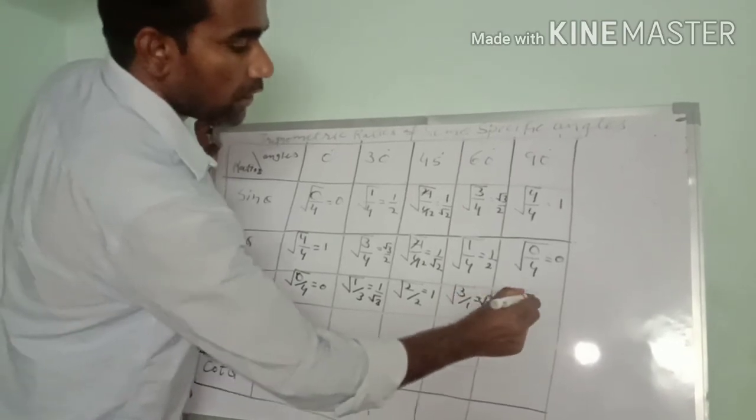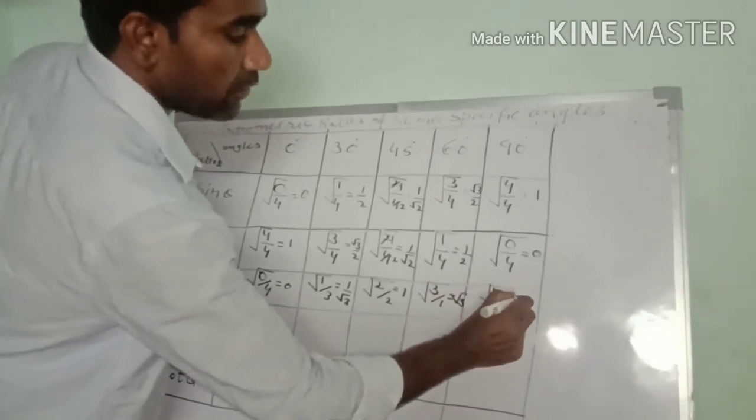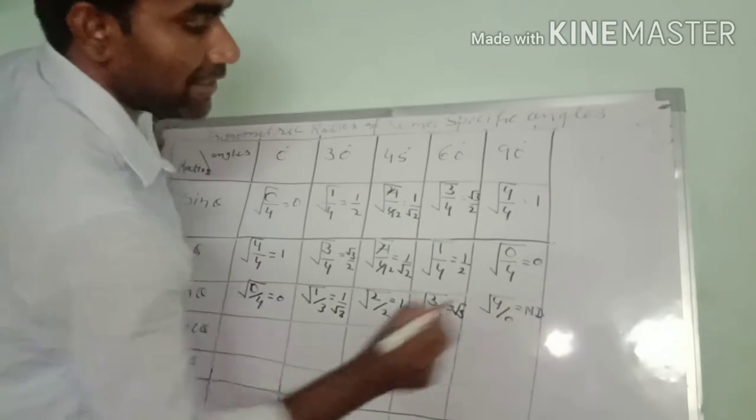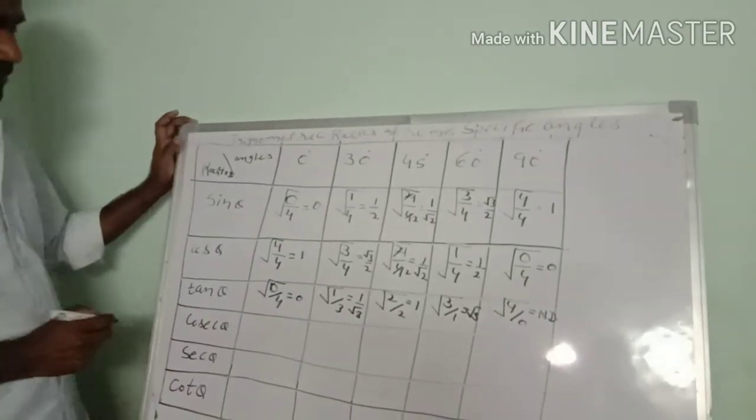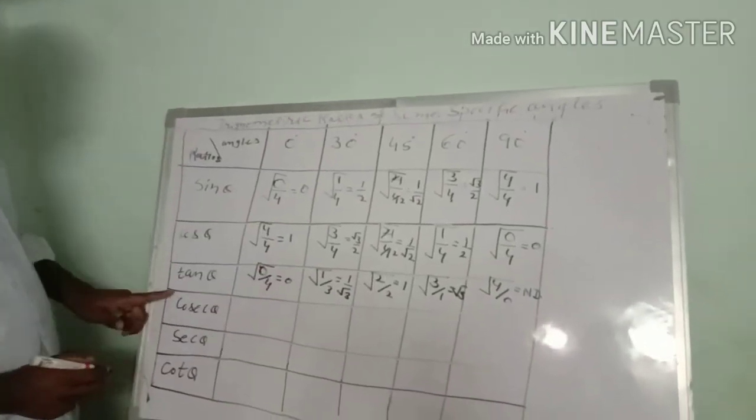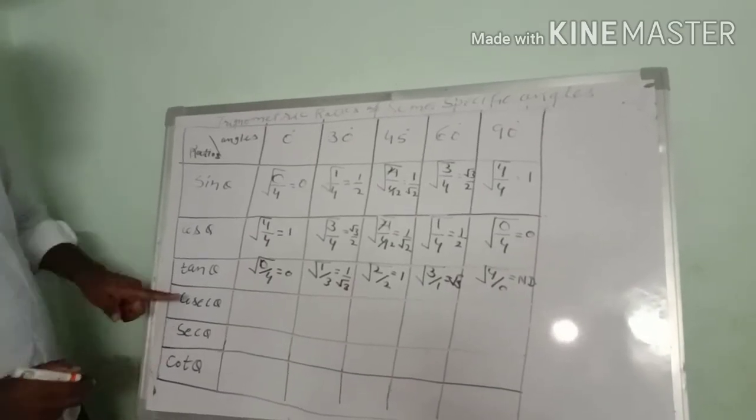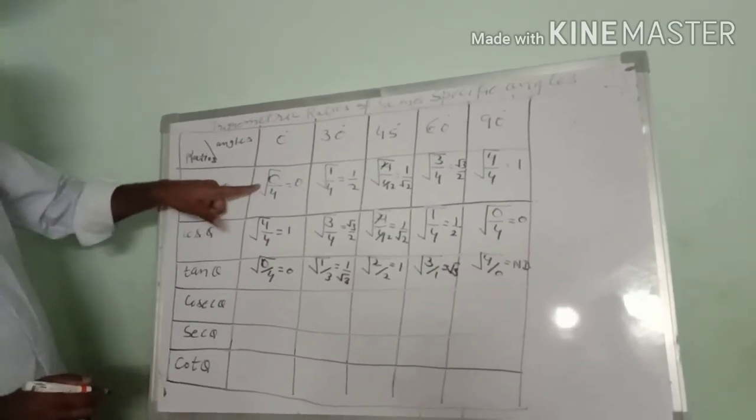√3 and here not defined, means ND, not defined, it means infinite. इसको हम डिफाइन नहीं कर सकते. Secant theta and cotangent theta are the converse of these values.